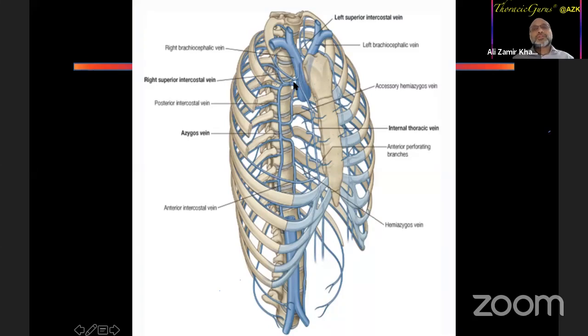So there is a whole network of collaterals. Hence, if the back pressure changes happen slowly, there is always enough time for the collaterals to open up, and so the patient may not be very symptomatic until very late. It really takes a lot of the SVC to be compressed, almost more than 95%, before the patient really starts to become symptomatic, because the collaterals open up.